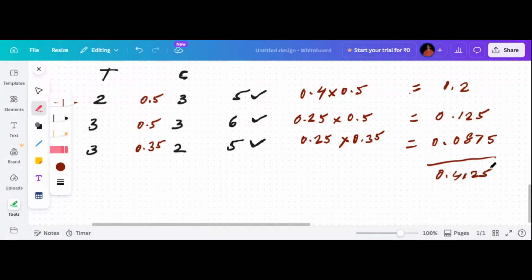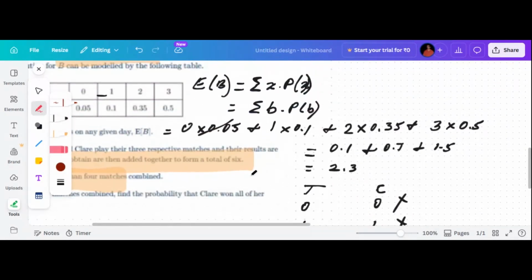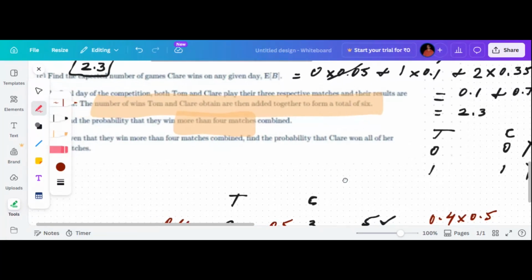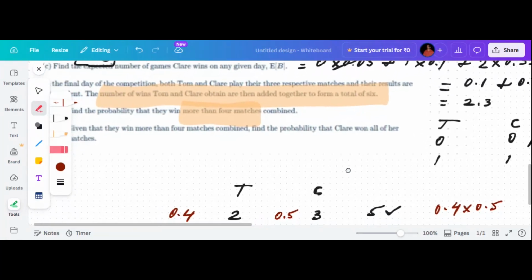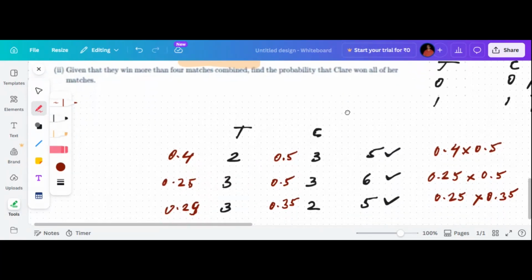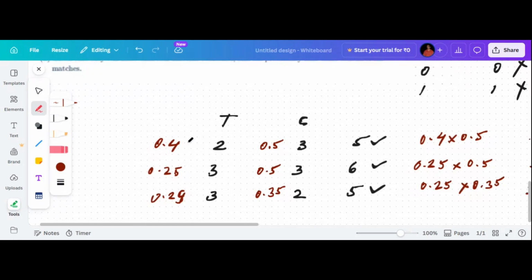Okay, I will repeat this part. We want to find the probability that Tom and Clara together post a total greater than four. They win more than four matches together. So that is possible if Tom wins two and Clara wins three. So 0.4 into 0.5, which is this.